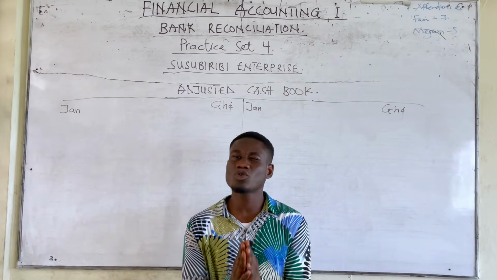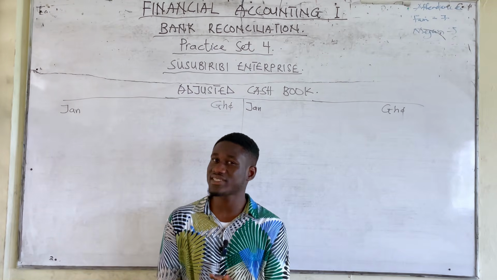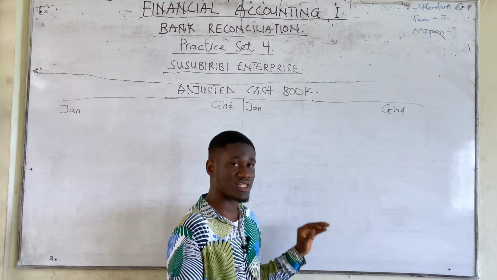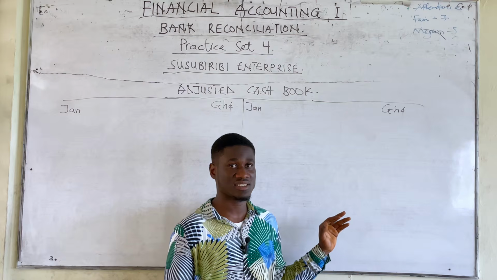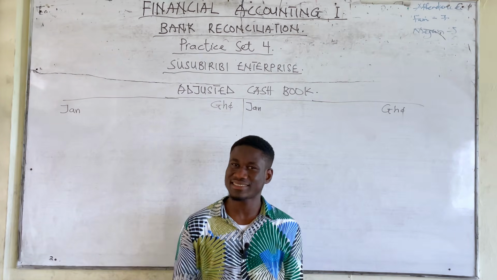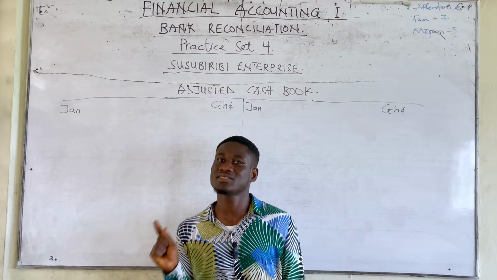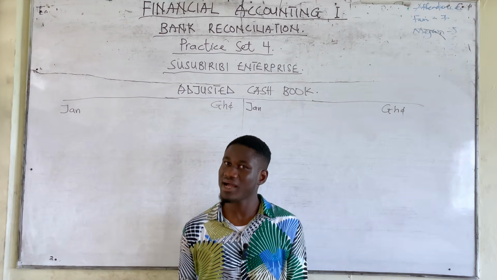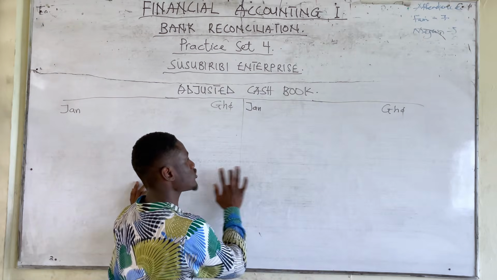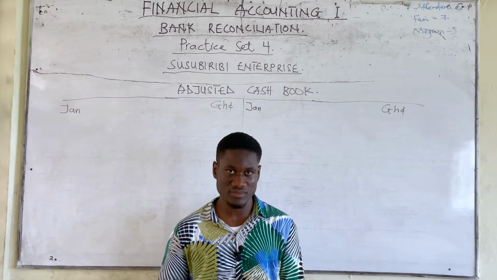Good. So when you go to the bank statement, we are going to check the items that the bank recorded but we didn't record, to record them in the adjusted cash book. But we also have to know that when the bank is crediting, we are debiting. When the bank is debiting, we are crediting. If you know this, we'll be able to know where we are supposed to record the missing items.